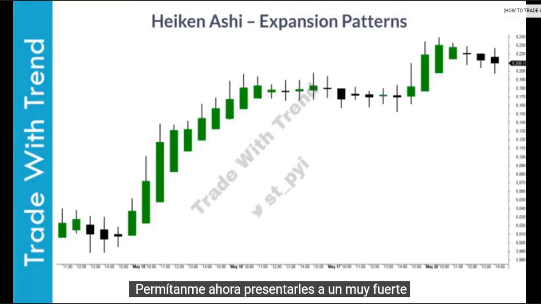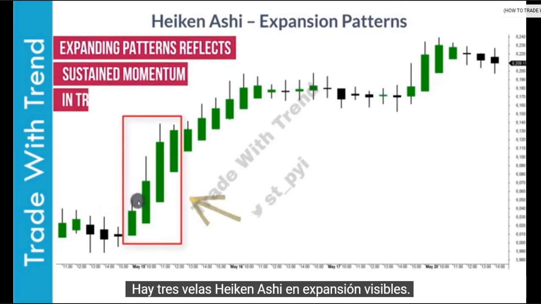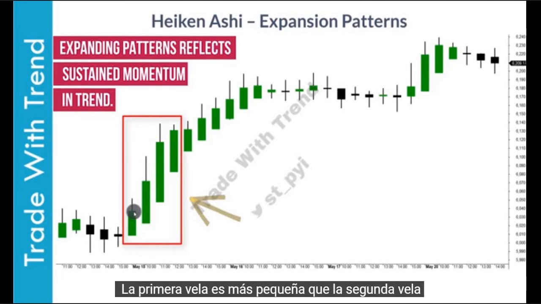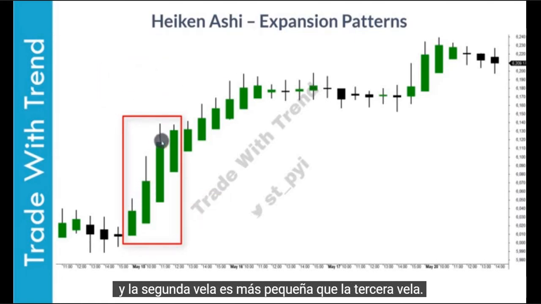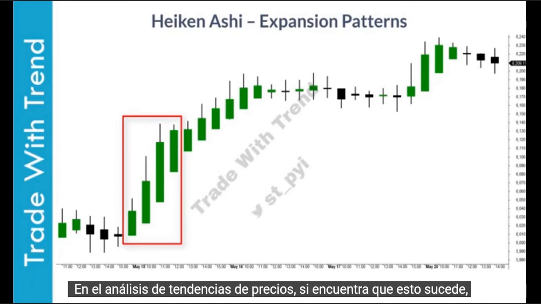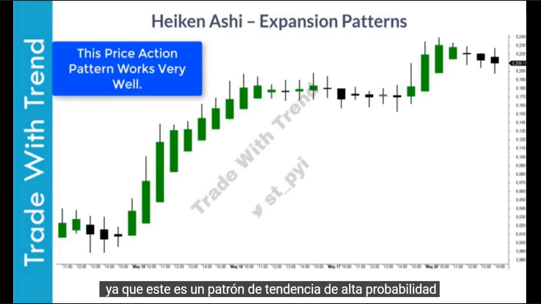Let me now introduce you to a very strong Heiken Ashi price action pattern. If you look at this chart in front of you, there are three expanding Heiken Ashi candles visible. The first candle is smaller than the second candle, and the second candle is smaller than the third candle. In price trend analysis, if you find this happening, then do take note of this, as this is a high probability trending pattern wherein price continues to move in the direction of trend.